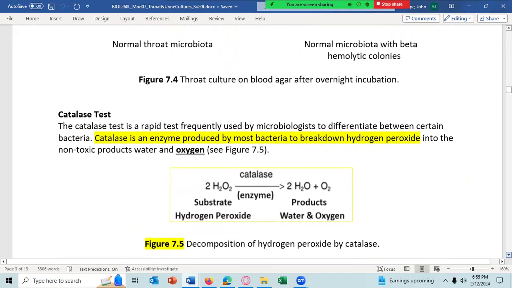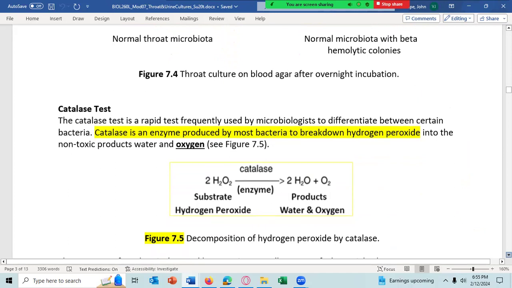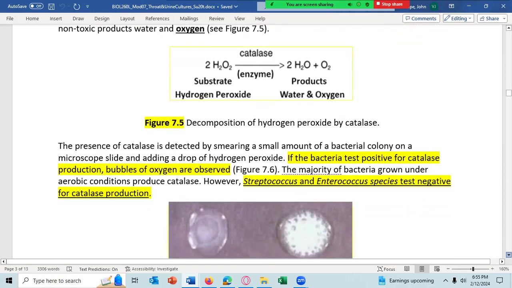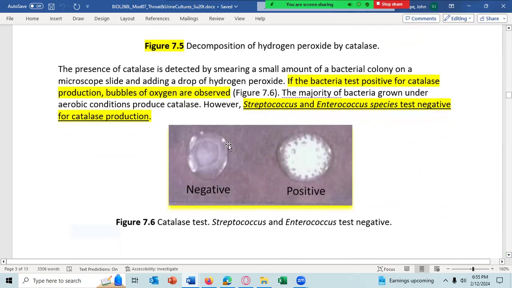The catalase test is then used to show that the bacteria is Streptococcus. Catalase is an enzyme which breaks down hydrogen peroxide into water and oxygen. With the production of oxygen, you then see bubbling. So on this slide, this is catalase negative. No bubbles shown in the hydrogen peroxide. Here is catalase positive. There are bubbles in the hydrogen peroxide.